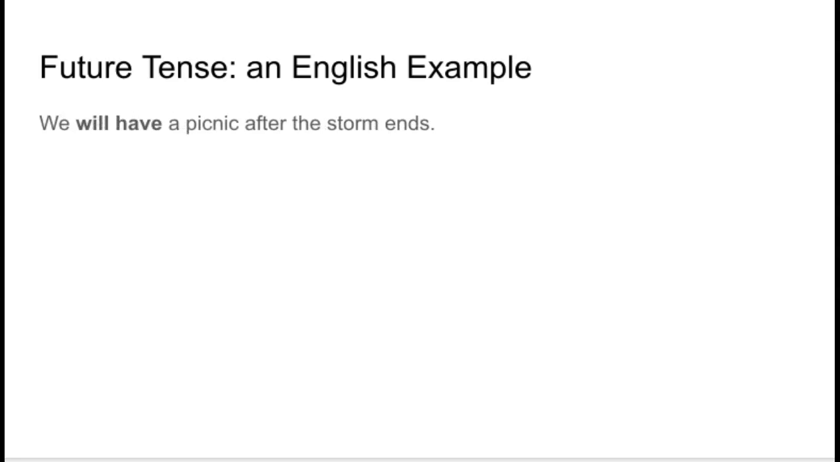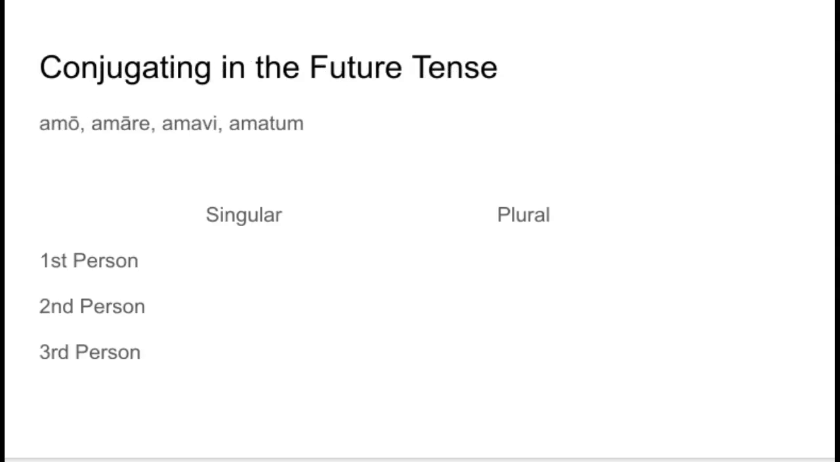So let's take a look at an example in English. We will have a picnic after the storm ends. So as you can see, the picnic hasn't occurred yet. It's not happening now. It's going to happen at the conclusion of some future event.